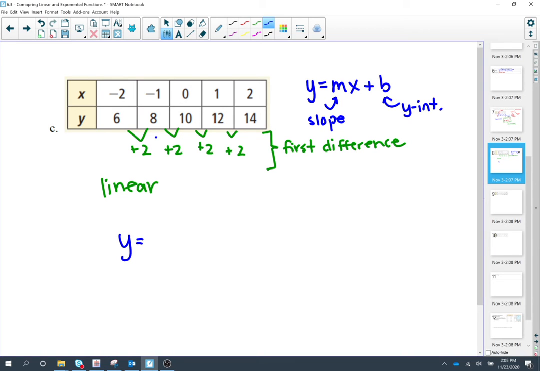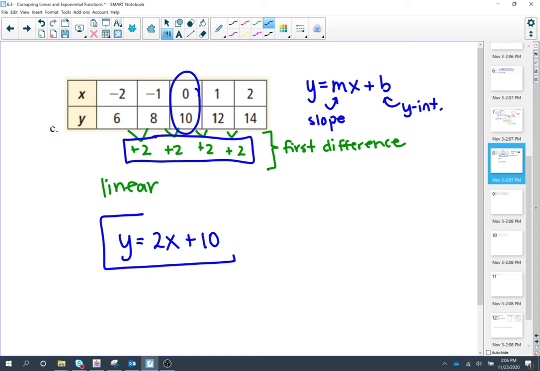So y equals the slope. Well, the slope, you just found it. It's going up by 2 every time. So 2x plus our y-intercept. Y-intercept, same as before, it's when your x value is 0. So that would be 10, and that's the equation of the linear function in the table.